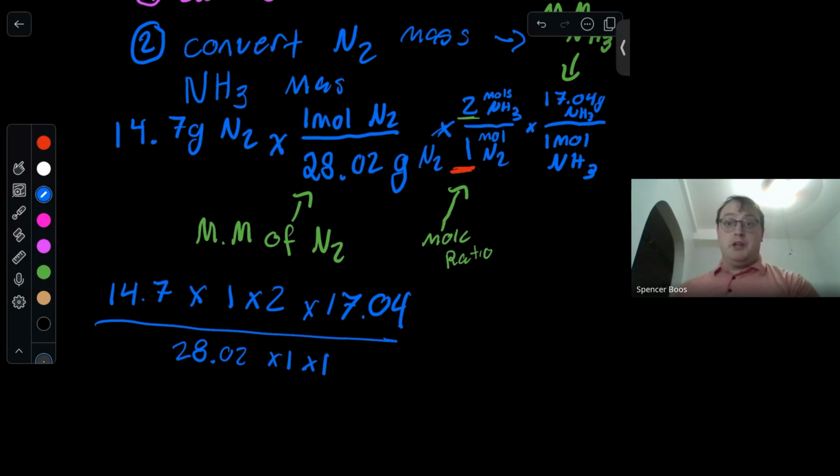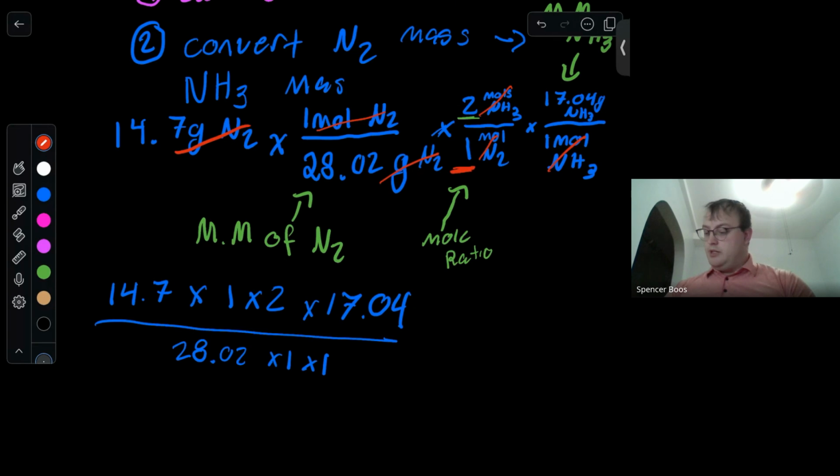Now, if you've been following along, just like how we've got it here, writing out your units is very important, right? These cancel here, these cancel here, and these cancel here. So we're left with grams of NH3. So all I do at this point is put it into my handy-dandy calculator.